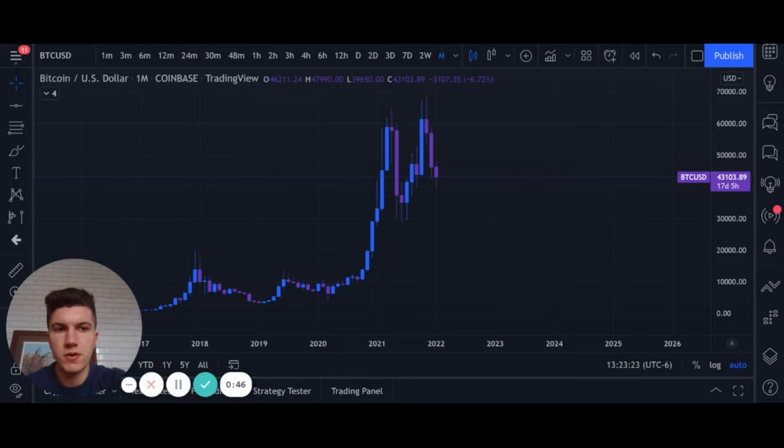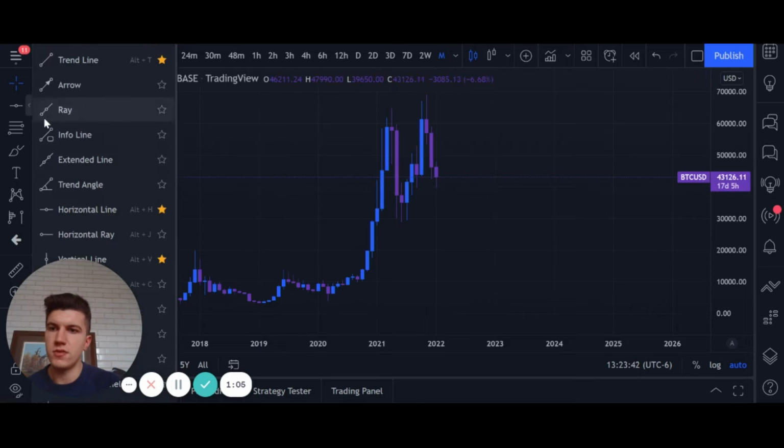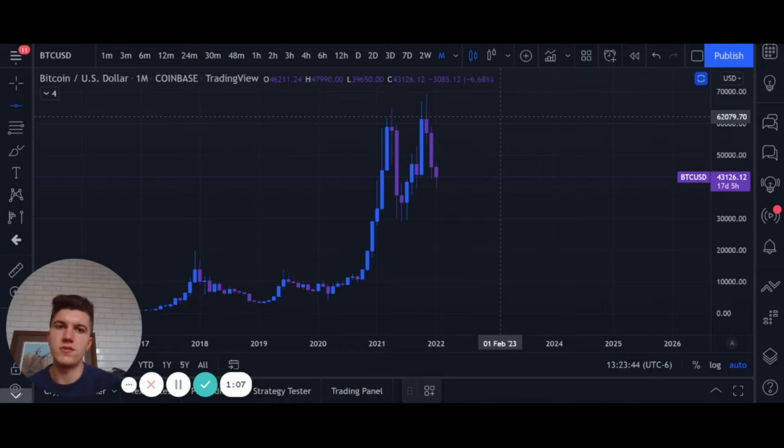So one of the first things that I like to do is kind of go to the higher time frames when I'm analyzing a chart. I think this is one of the very first steps that everyone should really do, is look at the higher time frames and kind of see what they're doing. One of the most common things is basically look for support and resistance.